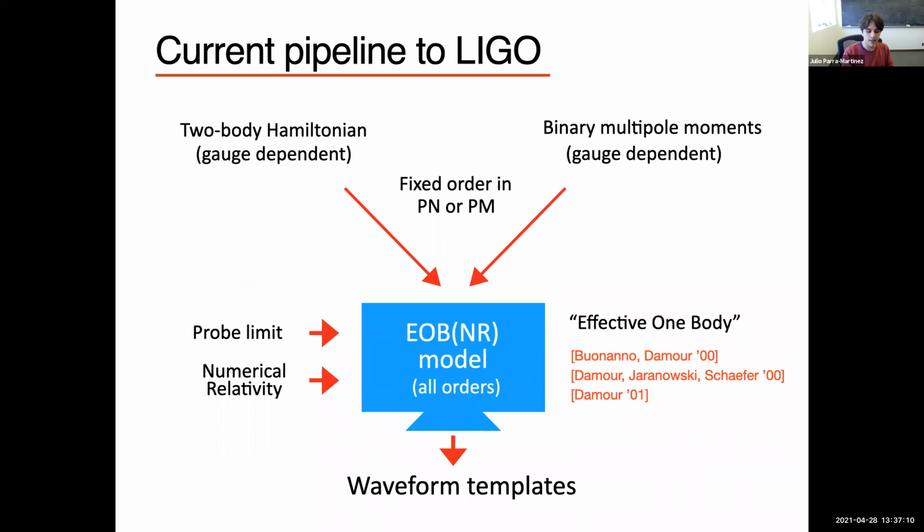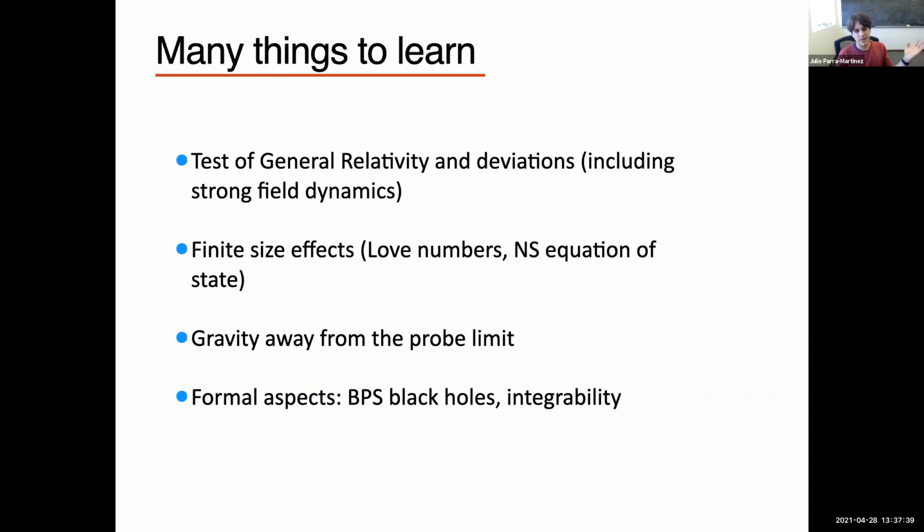And then taking some input from other places like the probe limit and numerical GR, they build a so-called effective one-body model, which is what is used to create these templates. So there's input from many communities, and this is the part that I will be talking about today. But in a sense, we are still a couple of steps removed from the actual templates, but our goal will be to get something like a two-body Hamiltonian. And I think there are many things to learn here.